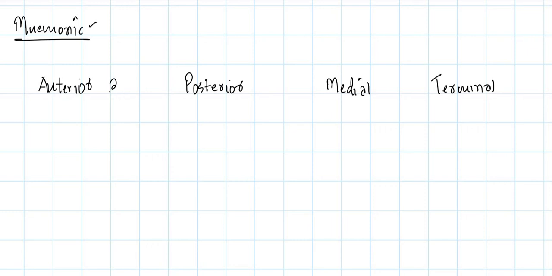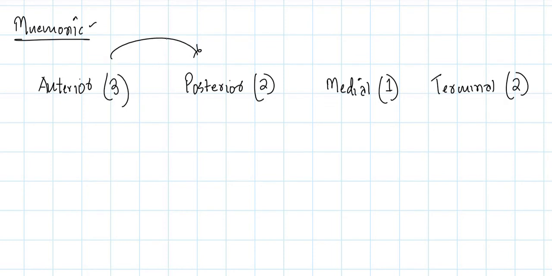There are 3 anterior branches. Reduce the number by 1 here, so there are 2 posterior branches. There is only 1 medial branch, and increase the number by 1, so there are 2 terminal branches. So what I did here is subtract 1 and add 1.